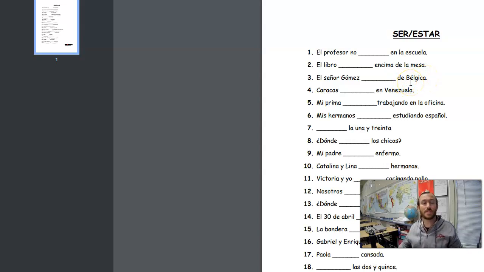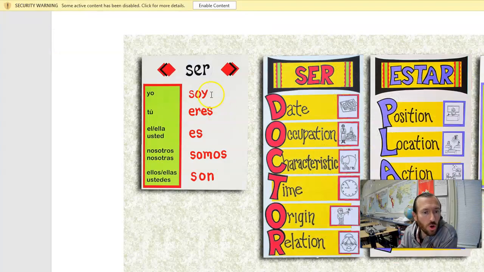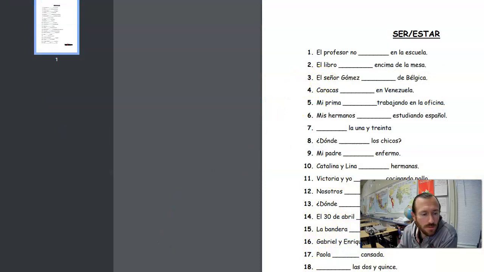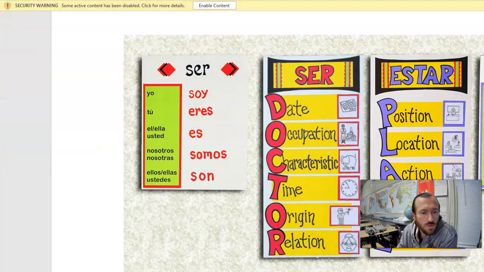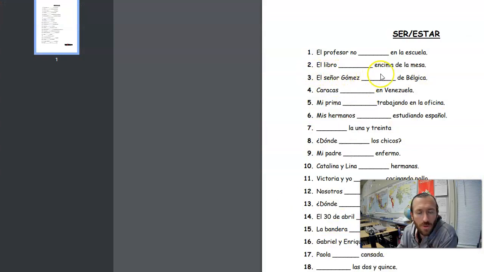Número 3, el señor Gómez blank de Bélgica. Bélgica, you look it up in the dictionary, that's Belgium in Spanish, a European country. De Bélgica, señor Gómez is from Belgium. Just like how you would say, yo soy de Brentwood. Ser is used when we talk about origin, right? Where someone or something is from. And since you're talking about el señor Gómez, talking about him in the ella form, the correct answer for number 3 is going to be es. El señor Gómez es de Bélgica.